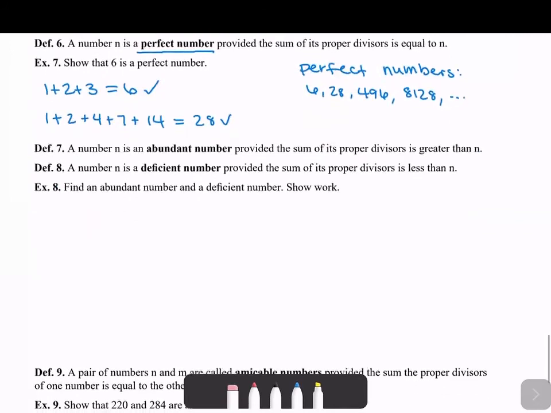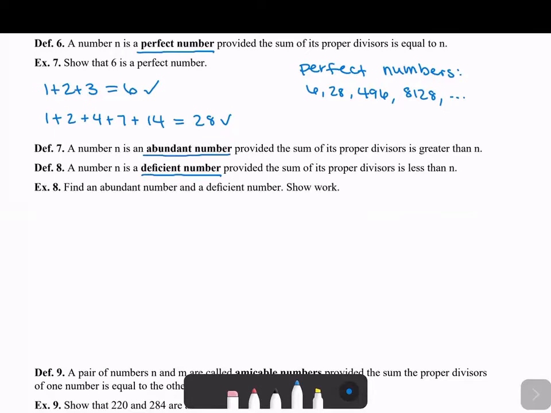Okay, so the next type of numbers I want to talk about are abundant and deficient. Again, these also deal with proper factors. Perfect means the sum of the proper divisors equals that number. Abundant means the sum of the proper divisors is greater than that number. And likewise, a deficient number has the sum of the proper divisors less than that number.